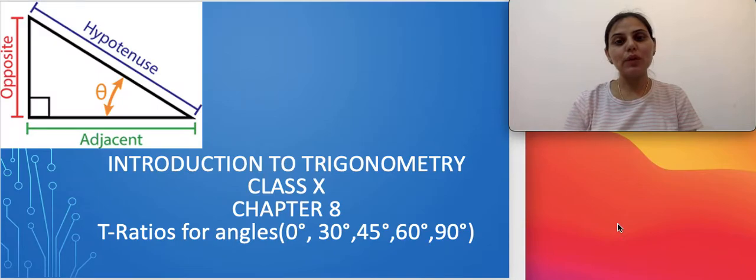In today's class, we are going to discuss the trigonometric ratios of different angles: 0 degree, 30 degree, 45 degree, 60 degree and 90 degree.